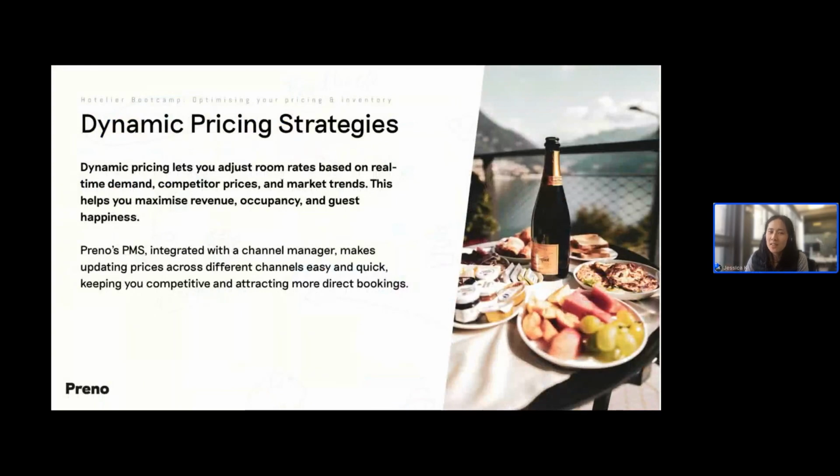So what is dynamic pricing? It's really just about flexing your room rates in response to market demand. There are a few factors that influence dynamic pricing, such as seasonality, events, and competitor pricing. Using dynamic pricing really does help maximize your revenue and occupancy rates by ensuring that room rates remain competitive and also attractive to your potential guests.